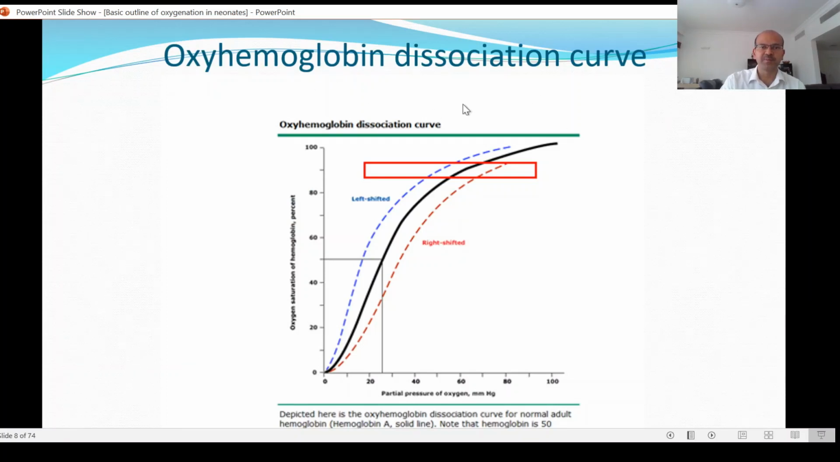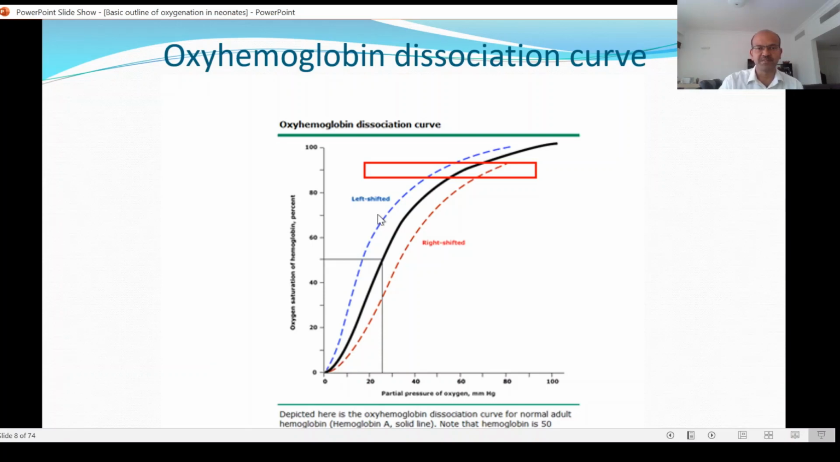So coming on to the uptake and release, we have the very important concept of the oxyhemoglobin dissociation curve. All of us are familiar with this. Just a quick overview of what it is so we can understand better. We have the partial pressure of oxygen in millimeters of mercury on the x-axis. We have the oxygen saturation of the hemoglobin in percentage on the y-axis. And obviously it's a sigmoid or S-shaped curve. And the normal is in the dark line, that's adult hemoglobin based.